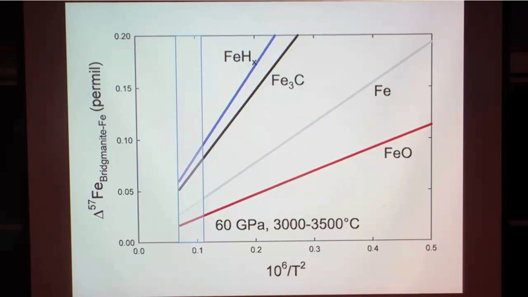Nicola has tried to do this. They had an AGU abstract this year where they melted it into a glass, and then they did the NRIXS on the glass. And they also find that there's a large pressure effect, but smaller than what we find.